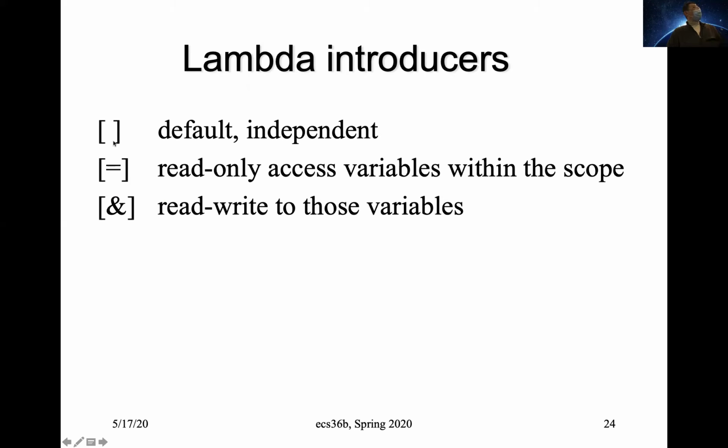You can just have a default introducer, which is independent, meaning I'm only processing whatever is within this Lambda expression. But if you want your code to interact with the environment it was being called from, then you can consider these 2 options. Introducing equal means it's read-only. With the ampersand sign, it means it has read-write, all the authority to access everything within the scope of the function.